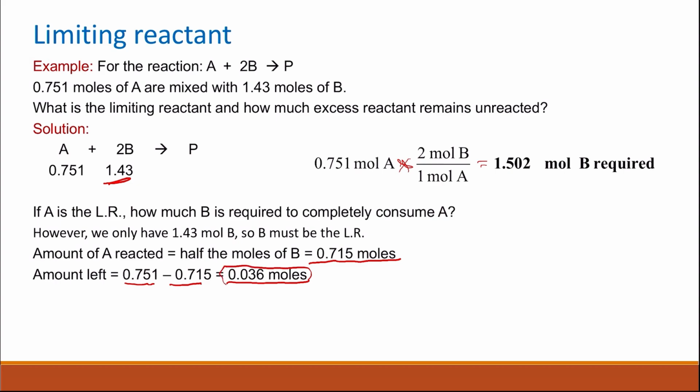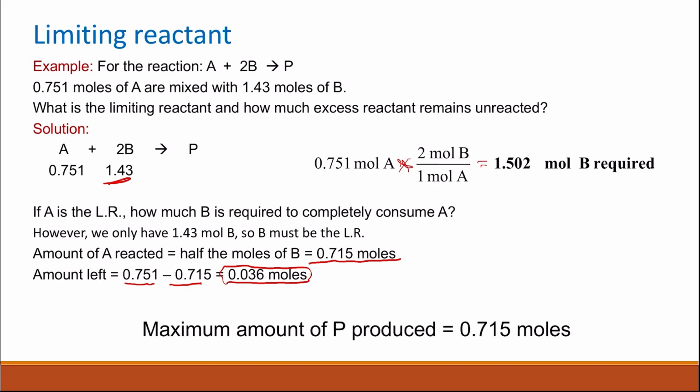This is the remaining moles, which is 0.36 moles. Now, the maximum amount of P that will be produced will depend on the limiting reactant, which is B. So half the moles of B will be produced as the product. So the maximum amount of P produced will be 0.715 moles.